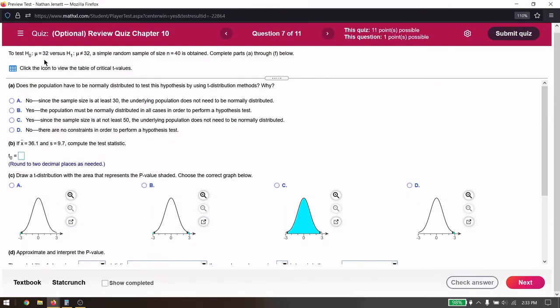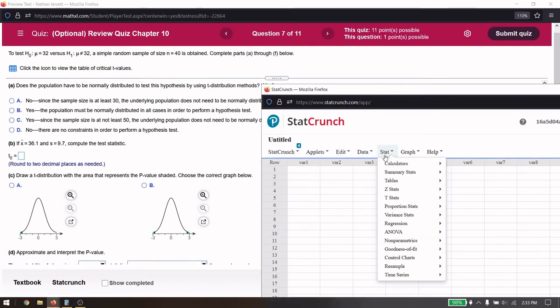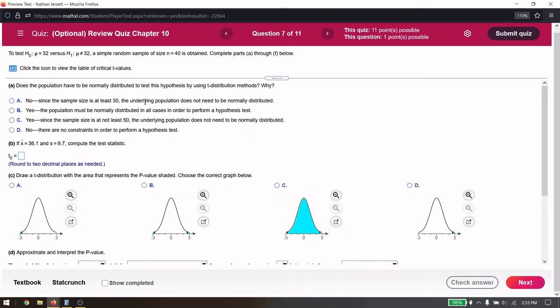All right, we have a mean, random sample of n equal to 40. All right. Let's open StatCrunch. In this case, we're talking about a t value or t stat. We have the summary. Yeah, down here in part B. So let's do part A first.